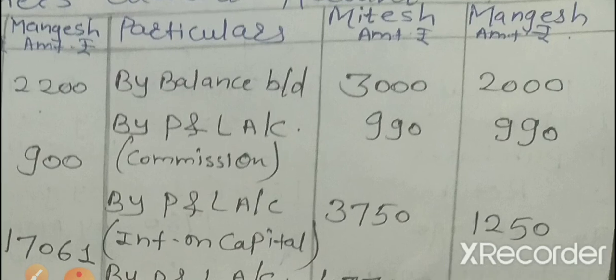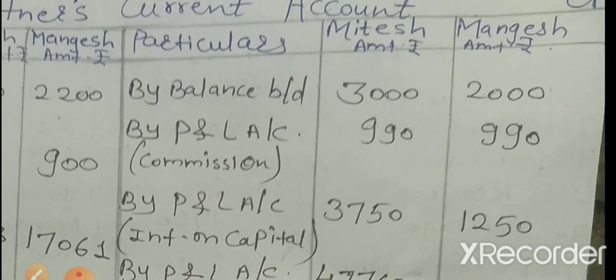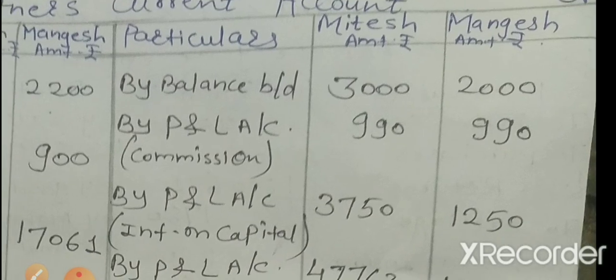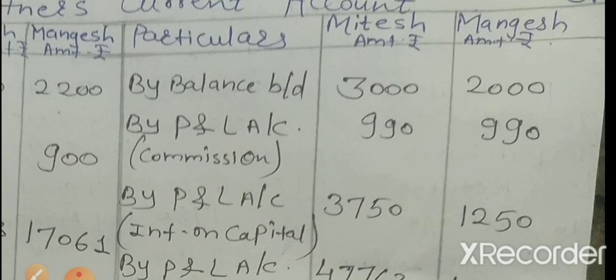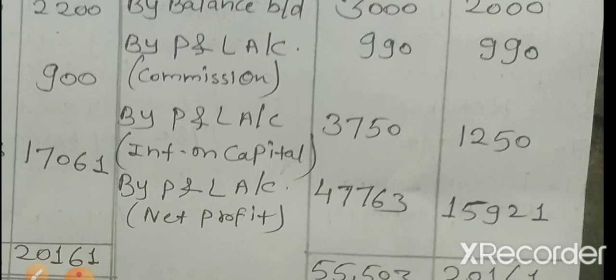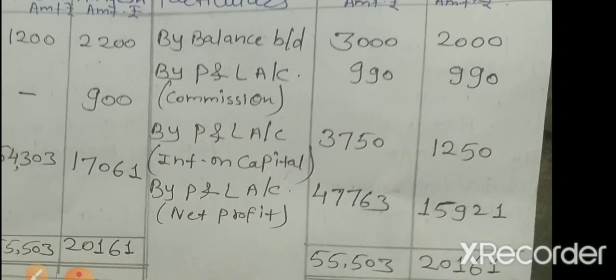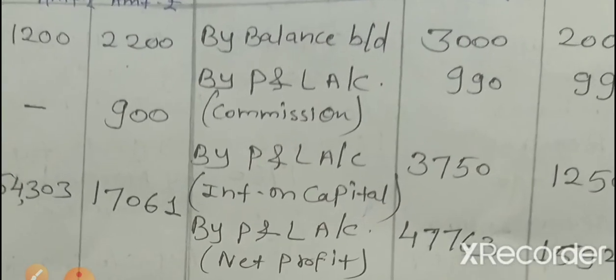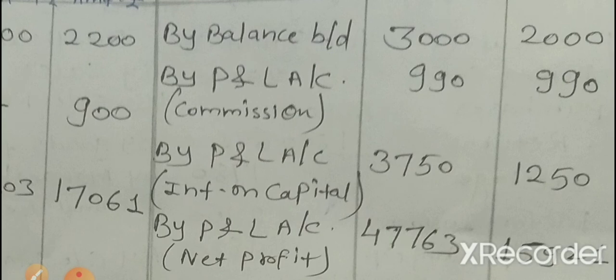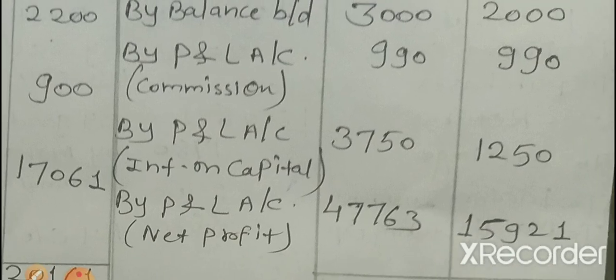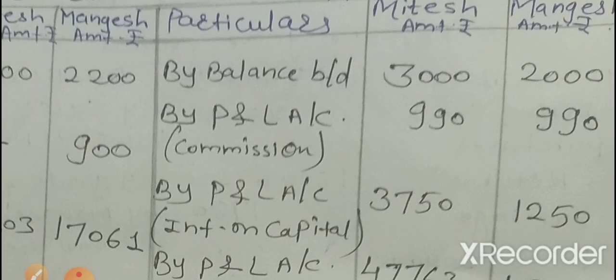Then in adjustment number two, commission to partners is there. So we wrote here by profit and loss account, in bracket commission 1% of gross profit, that is 992 each partner. Then second, interest on capital we provided. We wrote it on credit side of partner's current account. Why? Because it will increase their income. We are adding something to their current balance. That means we are crediting the amount: 3750 and 1250.